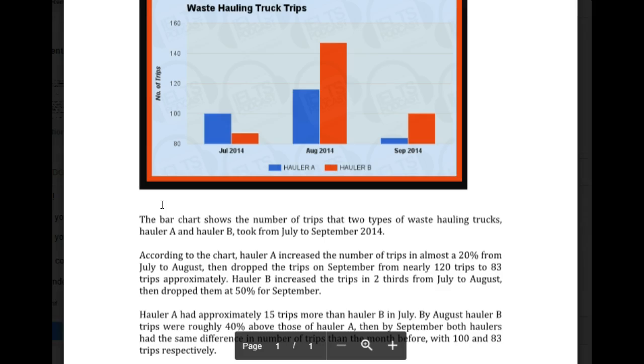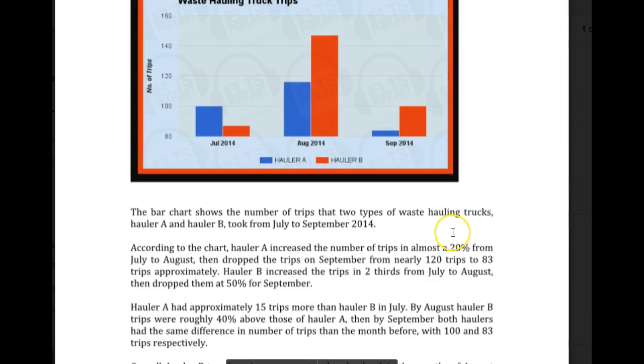Because really these task ones do tell a story, and so it's important to know what the beginning and end are. So, okay. This should actually say right here, hauler B increased its trips by 2/3 from 90 in July to 150 in August, and then had a 50% decrease, or a 50% decline, or you could even say a 50% drop in September. Okay.